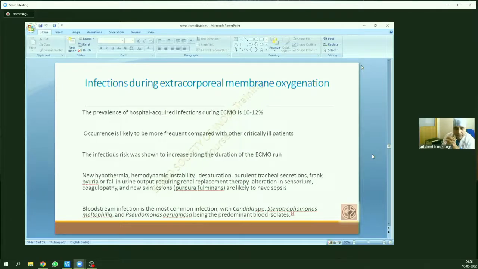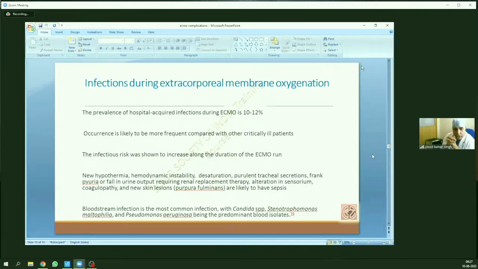How to find out? If the patient has a new hypothermia, hypotension, or is desaturating, that means more oxygen consumption, purulent tracheal secretions, frank pyuria, a fall in renal output requiring renal replacement therapy, or a positive serum and blood culture. These are suggestive that a patient might have a hospital-acquired infection or a new infection.